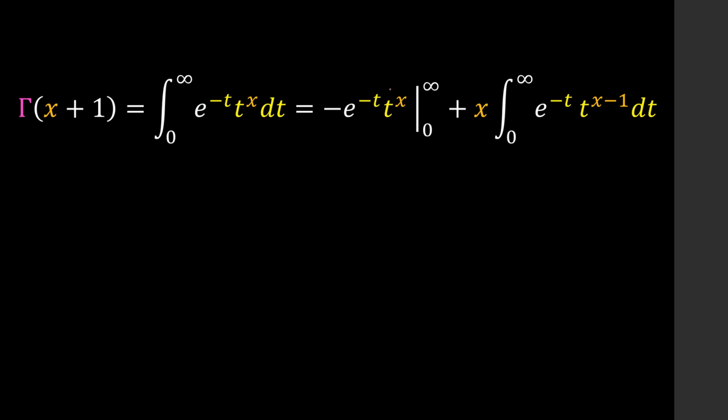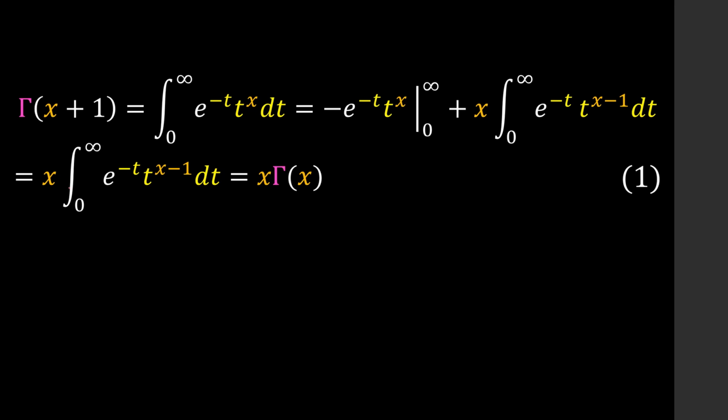Now, if you take a limit for the infinite case, you'll see that it goes to 0, and for the 0 case, it clearly goes to 0. So we're only going to be left with that second integral here. And if you'll notice, this is the standard form for the gamma function at x. So that gives us that it's equal to x times the gamma function at x. So this here is a very nice result: gamma of x plus 1 equals x times gamma of x. And that's for any x inside the domain of gamma, right?